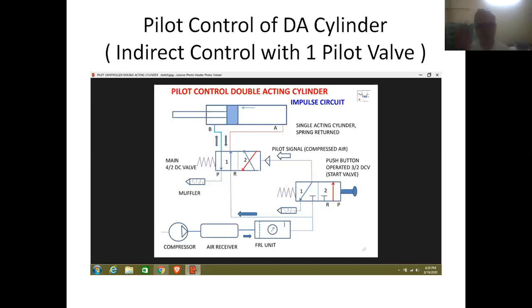So friends, in this session, we have completed the study of indirect control of cylinder, also called pilot control of the cylinder.